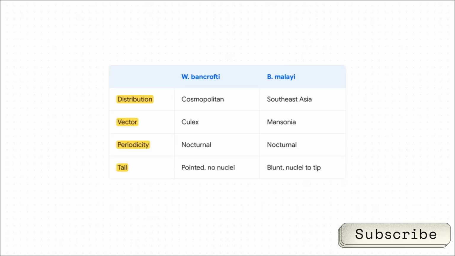Now, this is pure gold. It lays out all the high-yield differences your examiners just love to ask about. For W. bancrofti, think global, and think of the Culex mosquito. For B. malayi, think more Southeast Asia and the Mansonia mosquito. But really, pay close attention to that last row. The shape of the microfilaria's tail is a classic differentiator in the lab. We'll come back to that for sure.